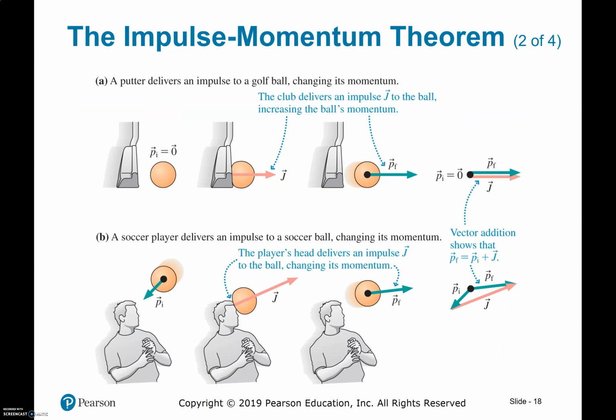You can use it to study problems in which there are kicks and short forces. So for instance, imagine a golf ball that is being hit. The initial momentum is 0. Then you get an impulse given by the club, and then you get a final momentum. So J is equal to P_F minus P_I, which is the change in momentum. Or the same here for a soccer player. You get an initial momentum, there is an impulse delivered to the soccer ball, and then there is a final momentum. And you can see it's a vector equation here.